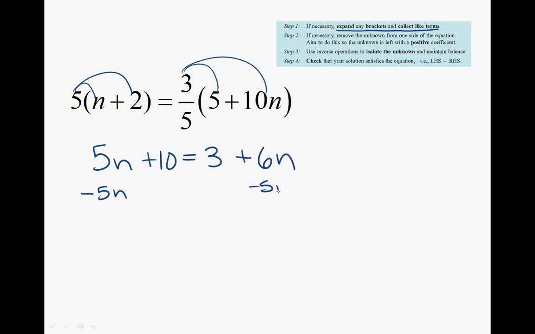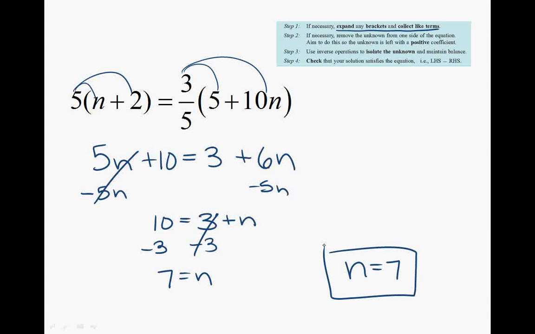I'm going to subtract 5n from both sides, and that'll make it 10 equals 3 plus n. And then when I subtract 3, minus 3 will cancel. 10 minus 3 is 7. So I have 7 equals n. So my solution is n equals 7.